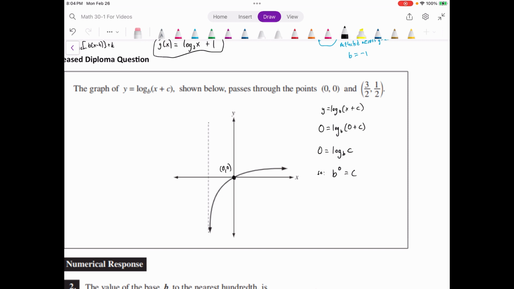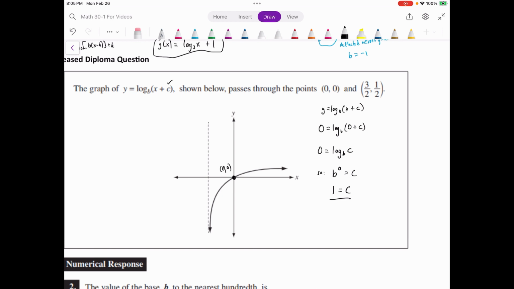And so not only do we now have an expression for c that we could maybe do something with, we can actually figure out what c is, because anything to the power of 0 is 1. So it doesn't matter what b is. I mean, it does, because that's what we need to figure out, but for this, it doesn't matter, because anything to the power of 0 is 1. And so if b to the power of 0 equals c, c must be 1. So think about that now. Now we know that c is 1.